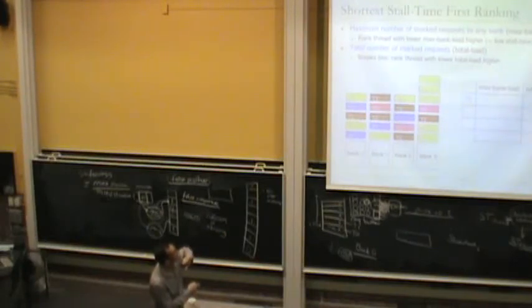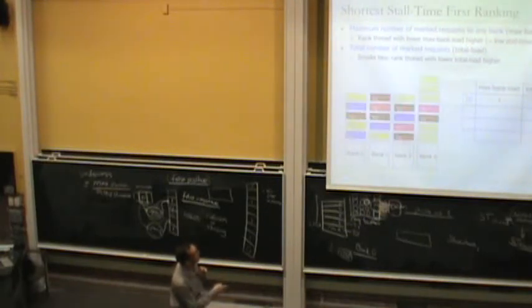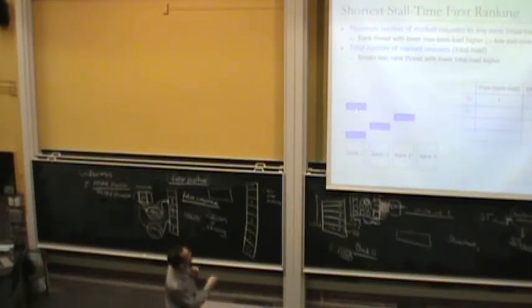Let's take thread 0. So I'm going to remove all of the requests from other threads. If you look at thread 0, the maximum number of requests it has to any bank is 1. And it has total 3 requests, so its total load is 3. Now let's take a look at thread 1. The maximum number of requests it has to any bank is 2. And its total load is 4.